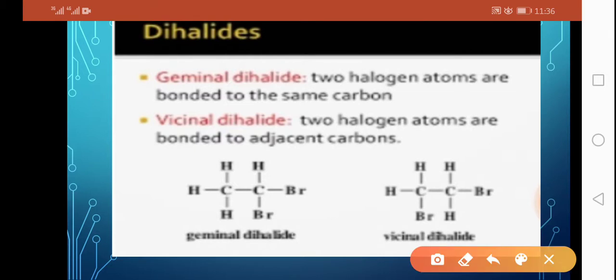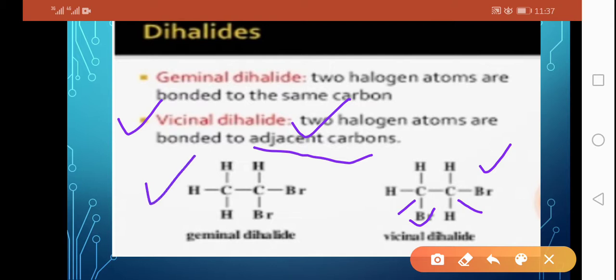And in the case of the vicinal dihalides, two halogen atoms are bonded to adjacent carbon atoms. Adjacent means that two carbon atoms are directly connected with each other. These are the adjacent carbon atoms, and here we have a bromine atom on one carbon atom and the other bromine on the second carbon atom. So this is the example of the vicinal dihalide. That means the two halogen atoms will be present on two carbon atoms, and those carbon atoms must be adjacent to each other. While in the case of the geminal, two halogen atoms are present on the same carbon atom.